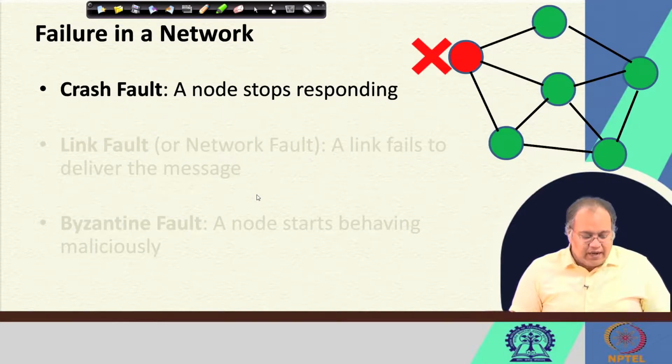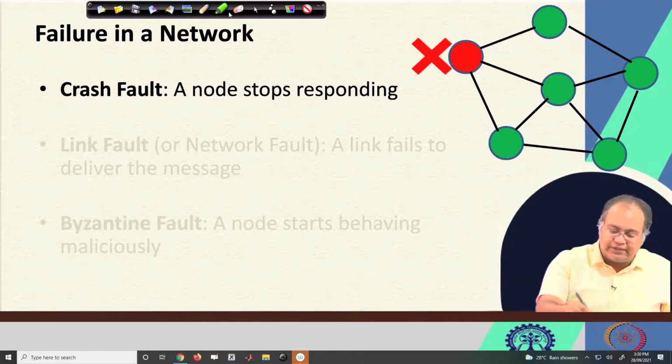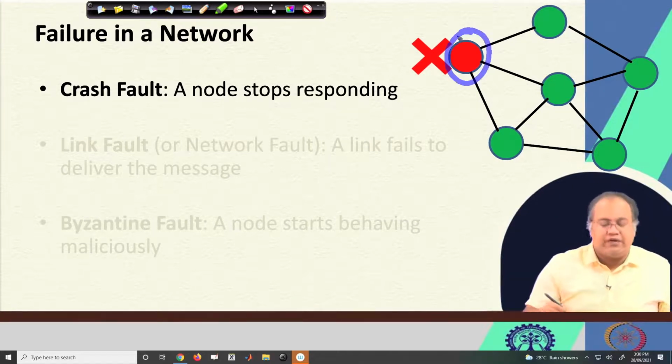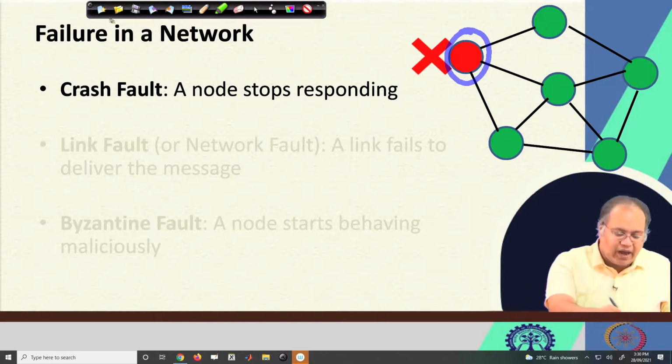So, if I then try to consider the different kinds of faults that can happen in a network. The first type of fault we call the crash fault. The crash fault basically means a node stops responding. Here in this example, this node stops responding and does not send any further message. This is a kind of crash fault where the entire node has crashed, which might be due to some hardware bug or some software bug.